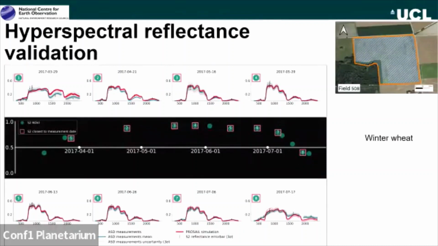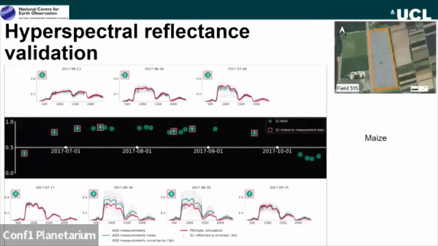And this is the result. Basically, we go time series. In the middle is the NDVI, and then we did hyperspectral measurements for different dates across the whole growing season. For most of the time, our forward simulation with our retrieval agrees pretty well with the ground measurement. This is a nice example for the maize.